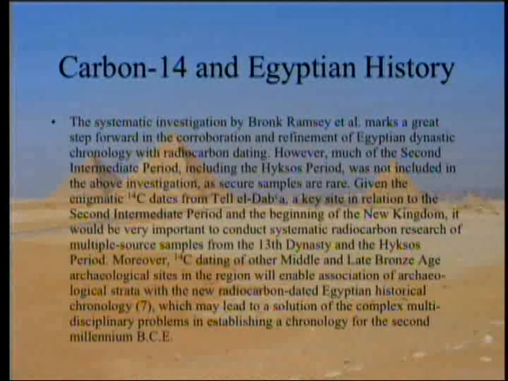And from the first intermediate period, although sometimes it's hard to tell the difference between the first and second, so that you may have the same problem that you have with the Hyksos period. Moreover, carbon-14 datings of other Middle and Late Bronze Age archaeological sites in the regions will enable association of archaeological strata with the new radiocarbon-dated Egyptian historical chronology, which may lead to a solution of the complex multidisciplinary problems in establishing a chronology for the second millennium BCE. So maybe this data will help, but it isn't obvious exactly how we're supposed to go with it.